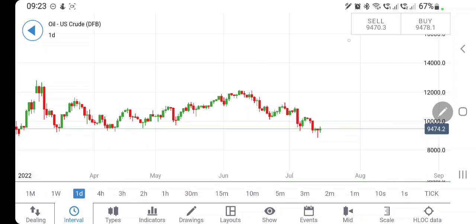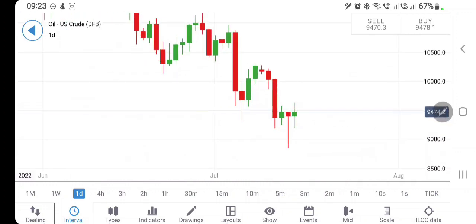Now let's start. This is the daily chart for US crude, and you can find it is trading in this channel. The lows are done, and in fact if it tries to rise, the highs are going to be at around 100 to 103 levels. Now this is on the daily charts.